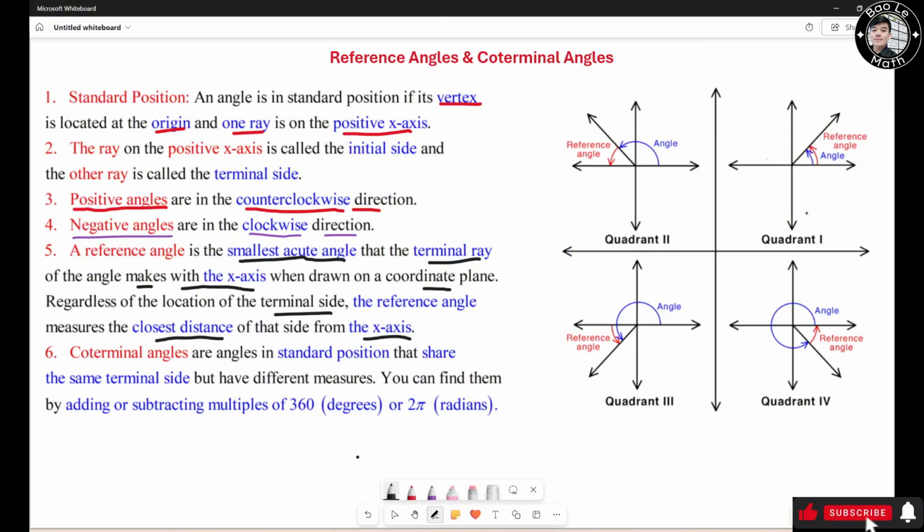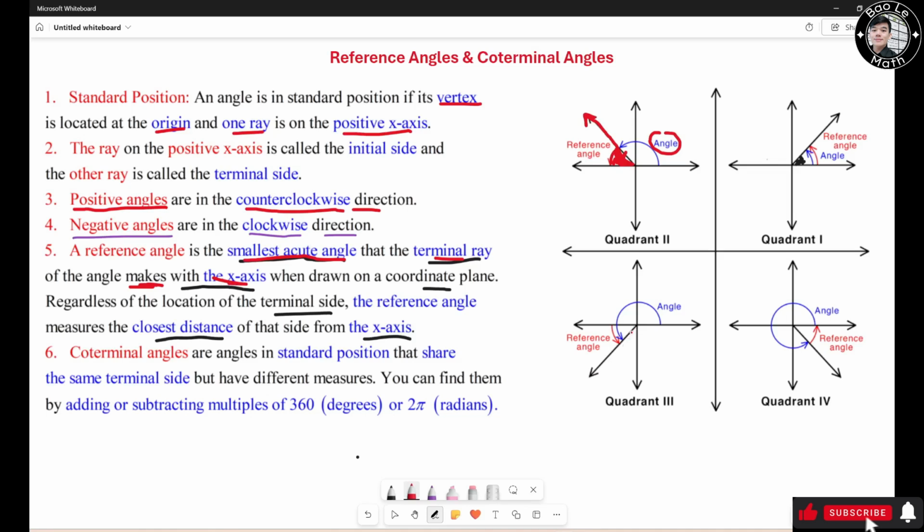Alright, if the terminal ray is in the first quadrant, right, then the reference angle and the angle are going to be the same thing, right? So this angle right here. Now, if the terminal ray is in the second quadrant, this is the angle. Now, the reference angle is this guy right here. Right? It says the smallest acute angle that the terminal ray of the angle makes with the x-axis, right? So it's going to be right here, the x-axis right here.